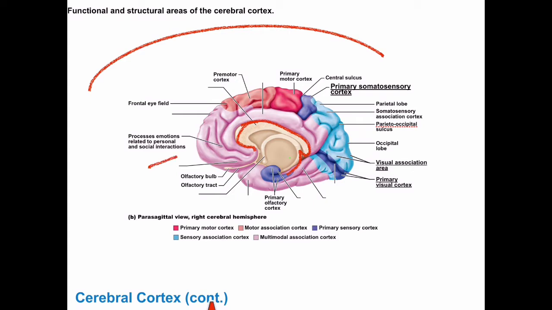But for now, I just wanted you to look up here in the frontal area. So frontal lobe. Remember we talked about this previously. It processes emotions, social, personal interactions, logic, one of the logic centers for sure in the brain. And then we have the motor cortex and the somatosensory cortex. So primary cortex, motor and somatosensory cortex. So we'll look at this a little bit later on.